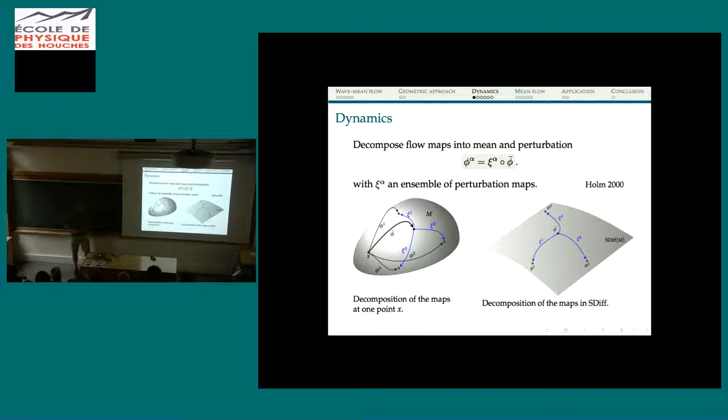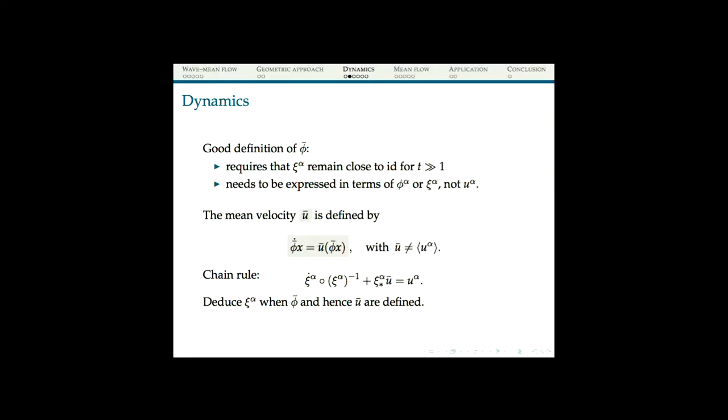It's also useful to think of this in the space of maps, the space of volume preserving diffeomorphisms. There, a map is just a point, right? And so I'm just decomposing these three points into a mean, and then another map which sends to the perturbed state. So it's helpful to think a bit about the map as a whole object rather than its action on each of the points of the manifold.